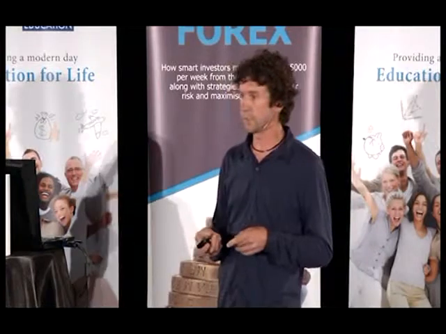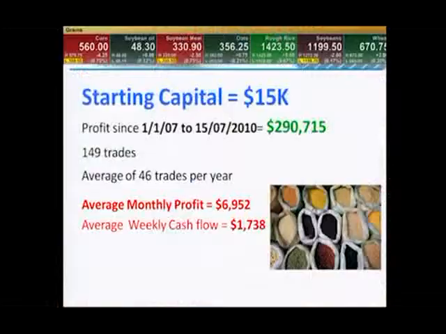So it's at 149 trades. That was up till the middle of July. It's actually better than that now. It trades about once a week again, a bit like that other medium-term system.